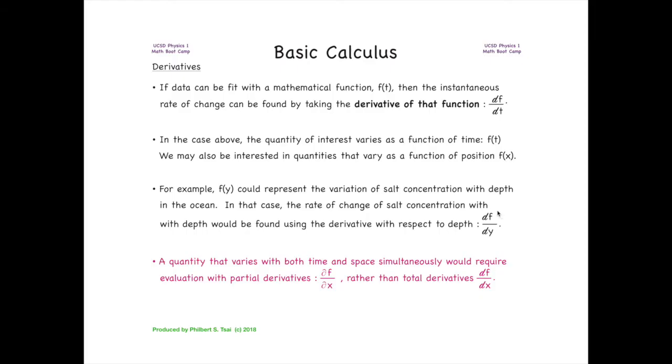So far, we've talked about quantities that vary only as a function of one variable, either as a function of time or as a function of space. A quantity that varies with both time and space simultaneously will require evaluation with partial derivatives rather than total derivatives. The use of partial derivatives is beyond the scope of this tutorial and unlikely to appear in the Physics 1 series.